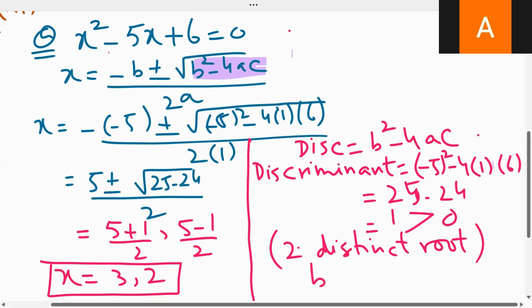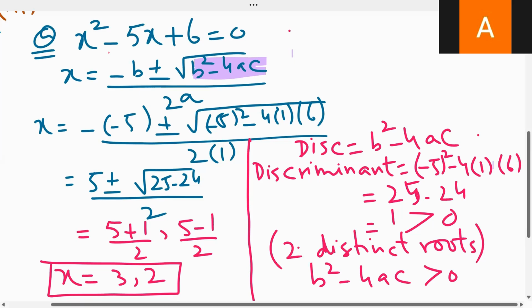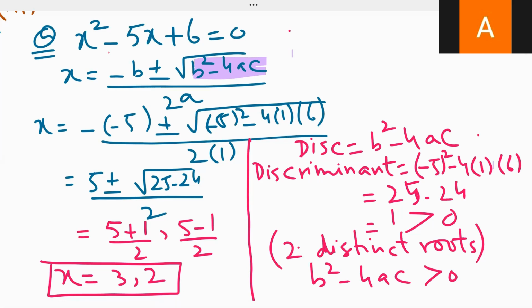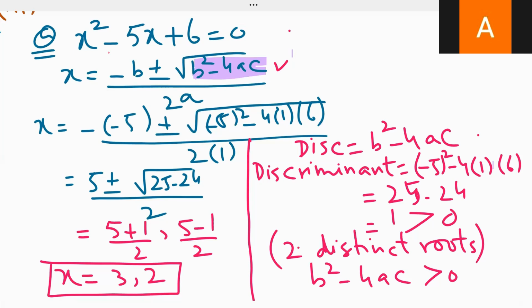When b square minus 4ac is greater than 0, then the equation has two distinct and real roots. And similarly, when you find the value of b square minus 4ac and you get a negative answer, obviously in this formula you are unable to solve negative numbers inside a root. So whenever you get a negative value of b square minus 4ac, which means less than 0, your answer is that roots are not real.